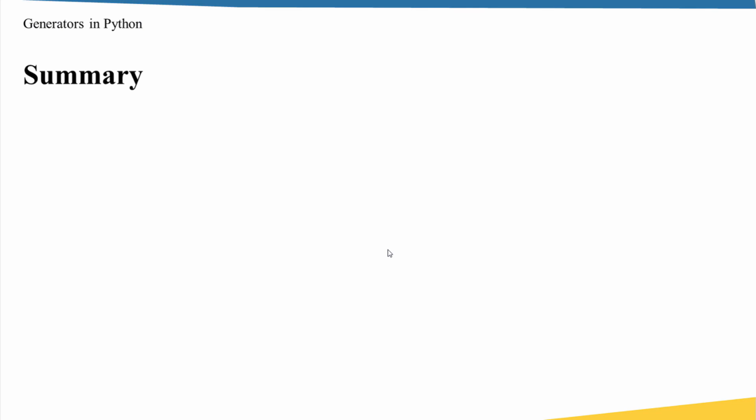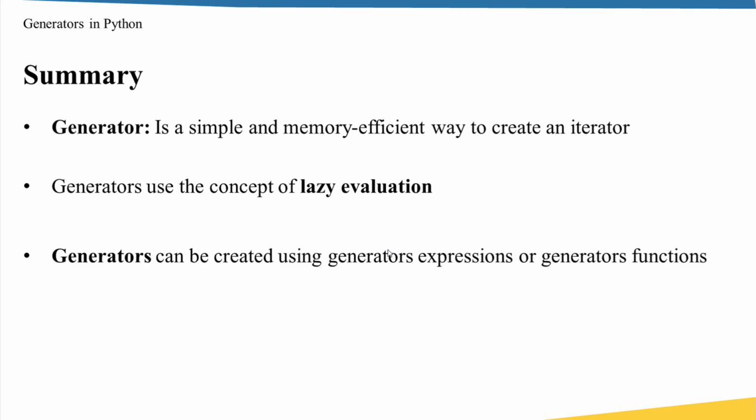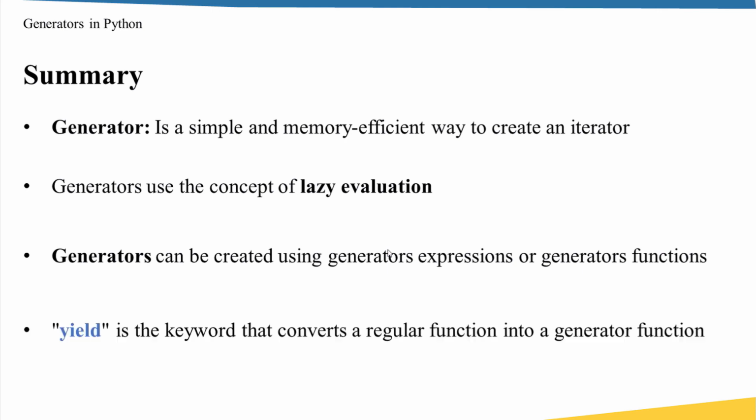Now let's summarize what we have learned in this lecture. First of all, a generator is defined as a simple and memory efficient way to create an iterator. And we say that generators are memory efficient because they use the concept of lazy evaluation, which means generating the value only when we need this value, so we don't need a huge amount of memory to keep the values. In order to create a generator, we have two ways. We can define a generator using generator expressions or generator functions. In a generator function, the main keyword is yield. And when we use yield within a function, it is directly converted into a generator function.